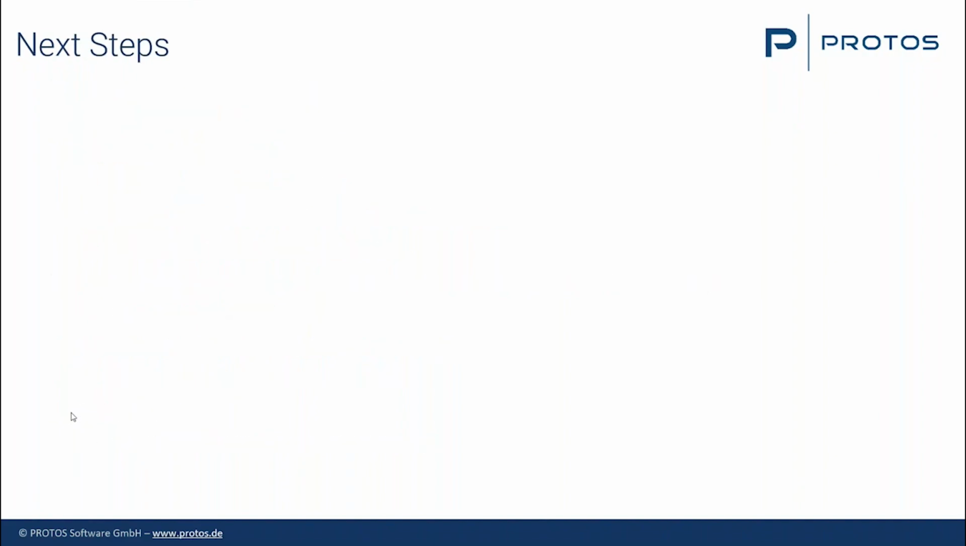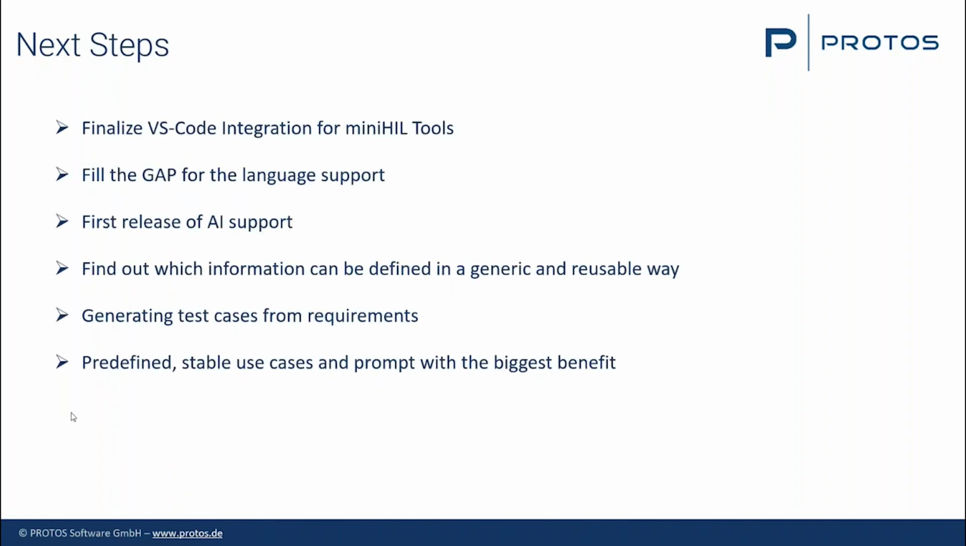So what are our next steps regarding AI? With our system, we want to finalize the Visual Studio Code integration for the mini-hill tools. We fill the gaps for the language support. So there are still, for example, for the hierarchical state machines, we need to provide more examples because it doesn't really get it right, or it takes decisions I wouldn't have taken as a human developer. Then, yeah, we want to make a first release of the AI support to our customers. We already have some customers working with this.